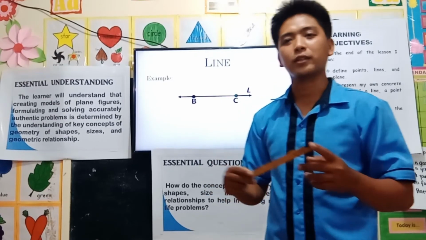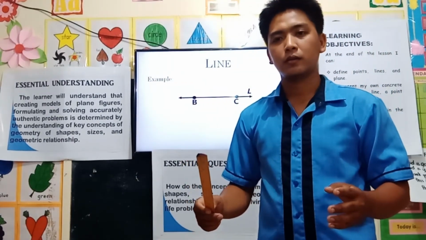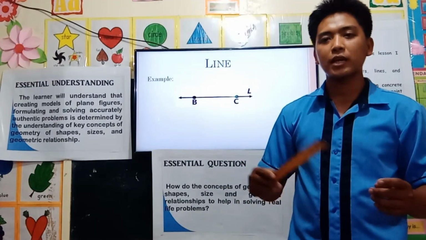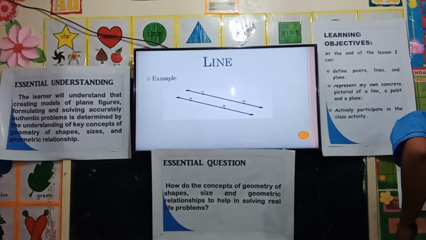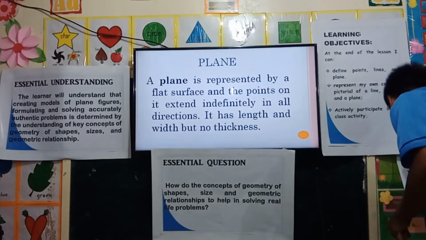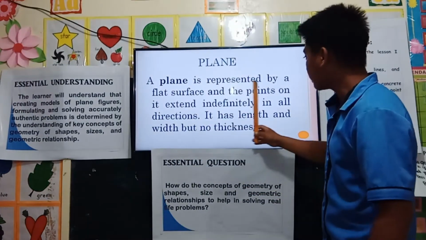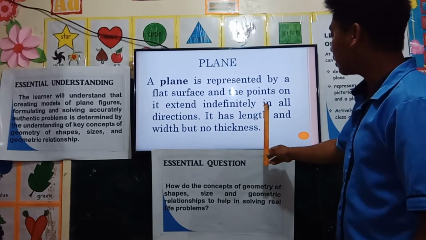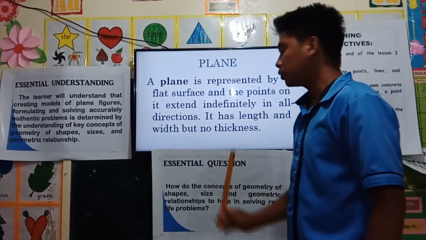Let's proceed to the plane. Class, what is a plane for you? Okay, a plane is a flat surface. Very good. Okay, class, kindly read the definition of a plane. A plane is represented by a flat surface and the points on it extend indefinitely in all directions. It has length but no thickness.